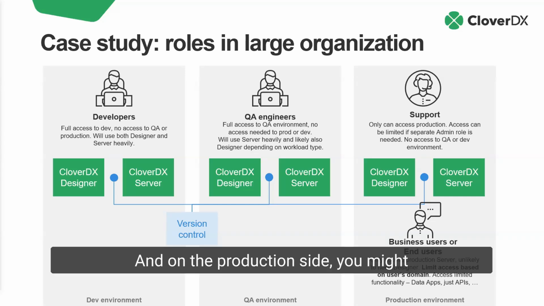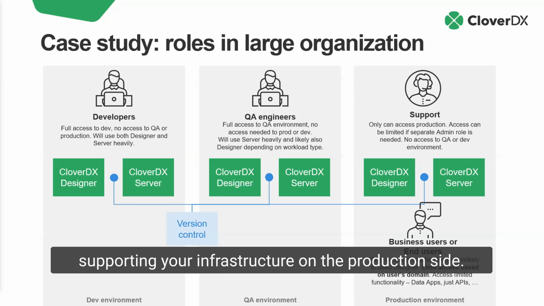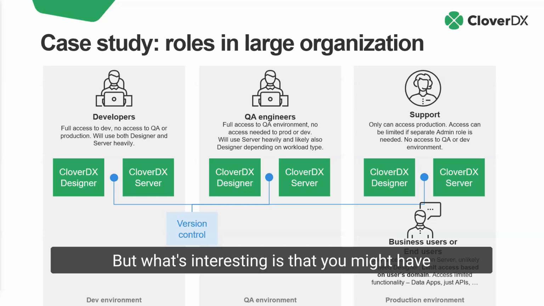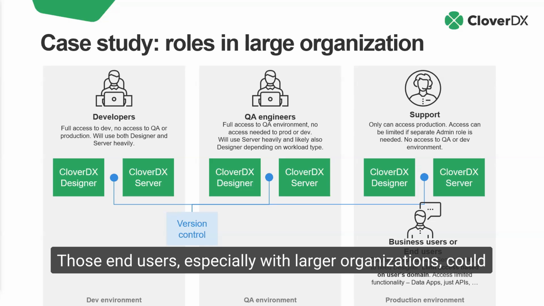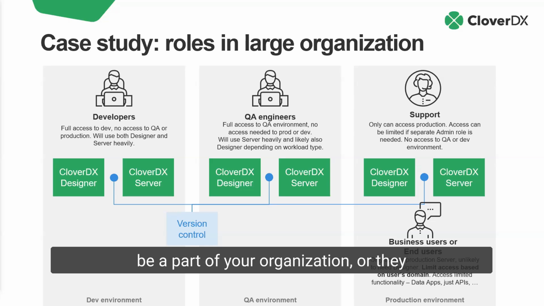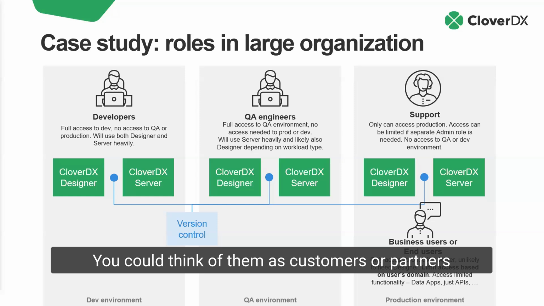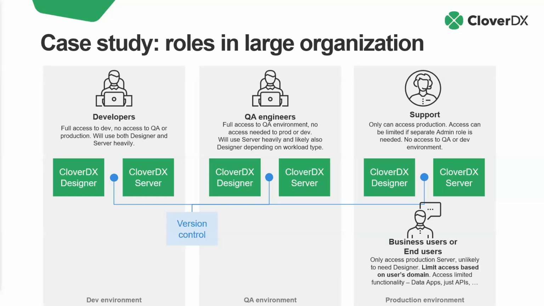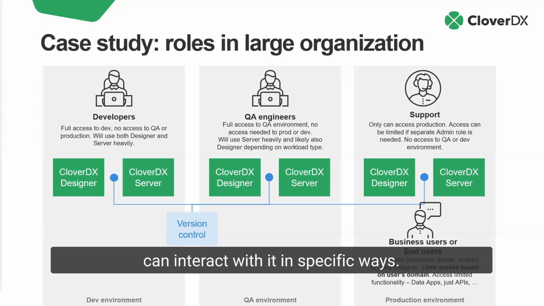And on the production side, you might have a similar situation with support, obviously supporting your infrastructure on the production side. But what's interesting is that you might have not just business users, but you might also have a more generic end user. Those end users, especially with larger organizations, could be a part of your organization, or they can even be a part of other organizations. You could think of them as customers or partners that have limited access to servers so that they can interact with it in specific ways.